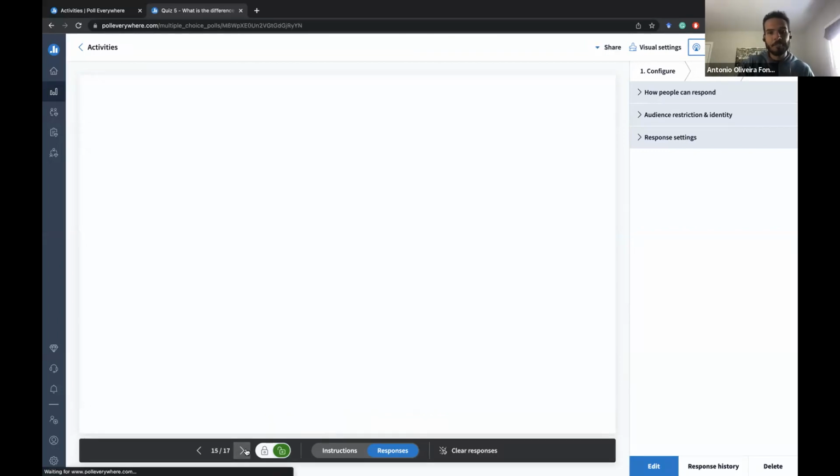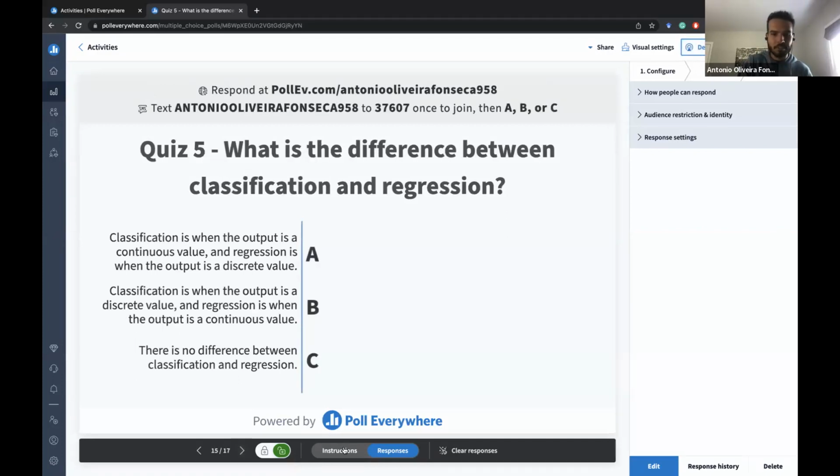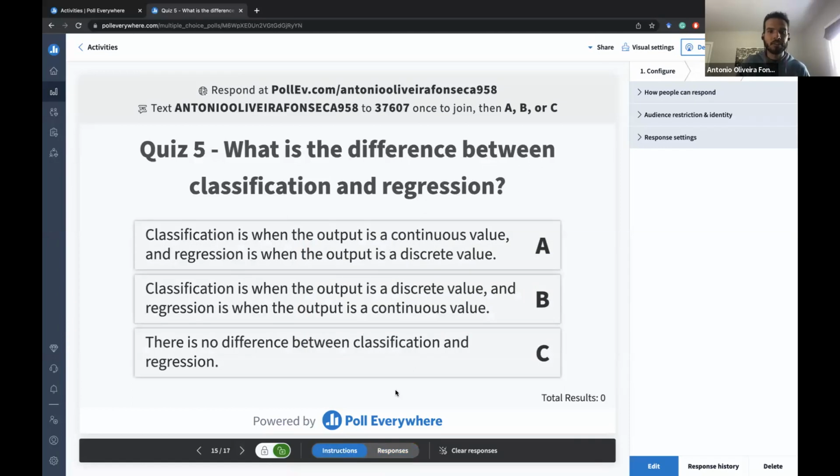Okay, I think I have just one last question. Please go ahead. What is the difference between classification and regression?